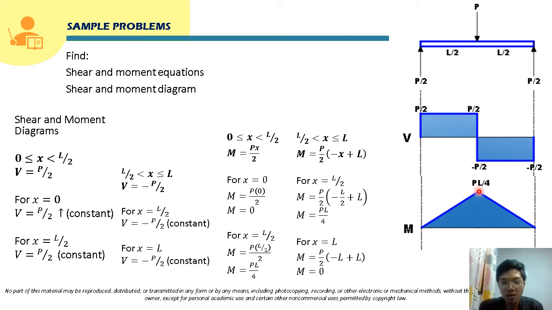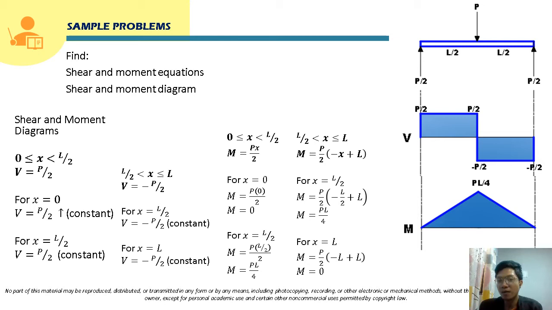Now for the second segment, the moment, of course, should be consistent. For x equal to L over 2, the moment should still be PL over 4. And then for x equal to L, the moment is 0. So from here, now we are going to use our rule. We have 3 points for the moment, and we are going to connect these points using our rule. Since the shear here are rectangles, the moment here should be triangles.